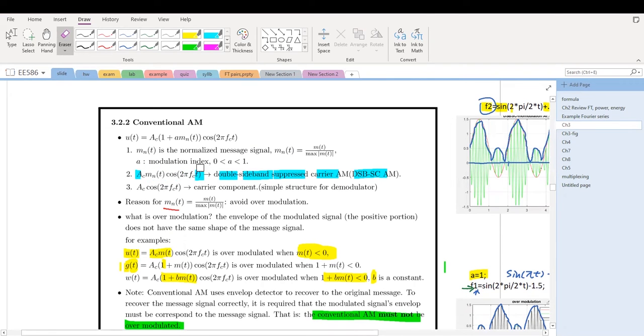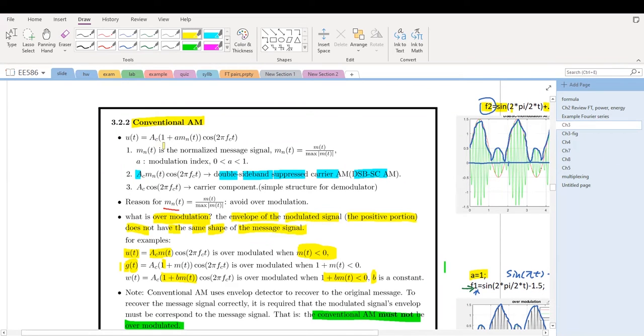For the conventional AM, we need to understand the concept of overmodulation. Overmodulation occurs when the envelope of the modulated signal, which means the positive portion of the envelope, does not have the same shape as the message. In this case, overmodulation will occur. For conventional AM, we have to make sure that overmodulation does not occur.